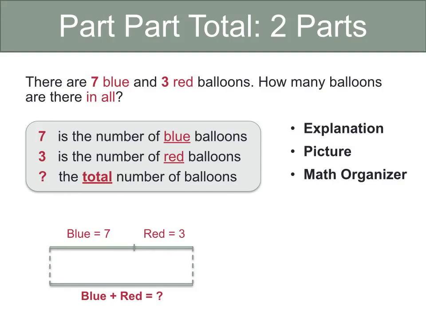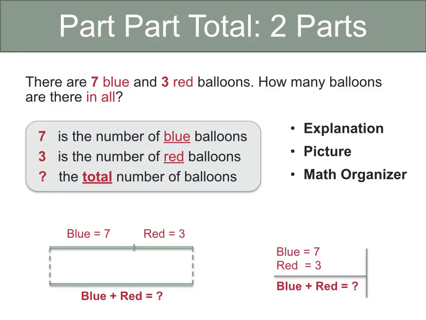Visual presentation allows us to look at a problem from a different angle. In the case of part-part-total problems, the picture always consists of two parallel lines. Along one line, the values of all parts are added. The second line represents the total of all the parts.